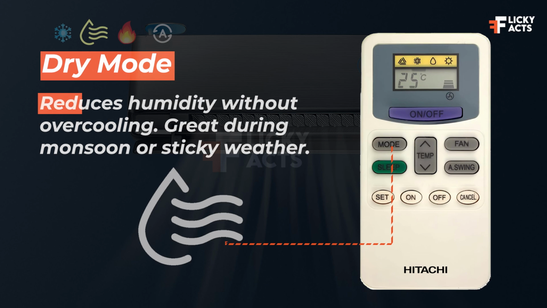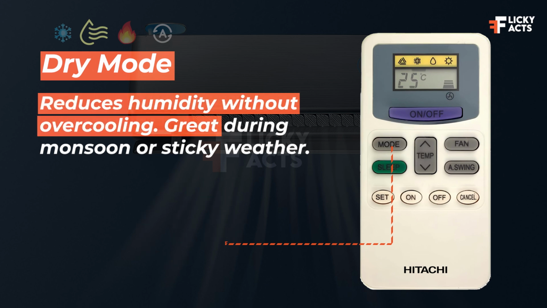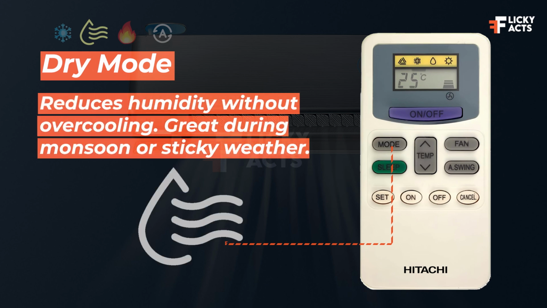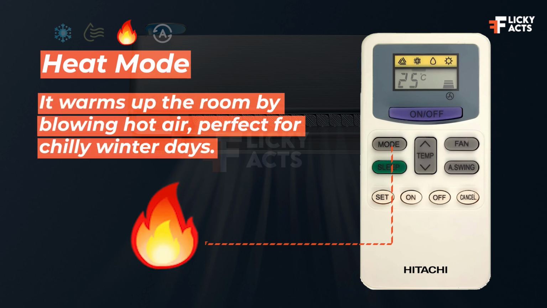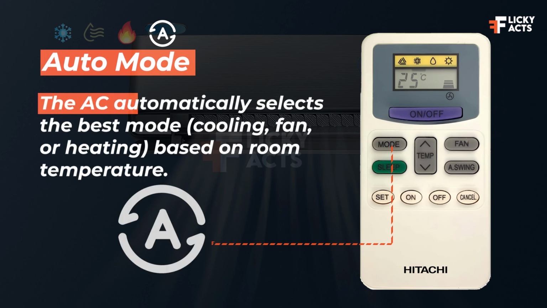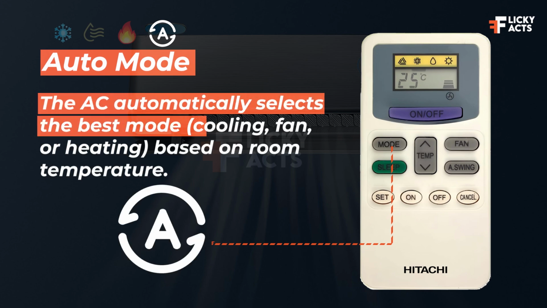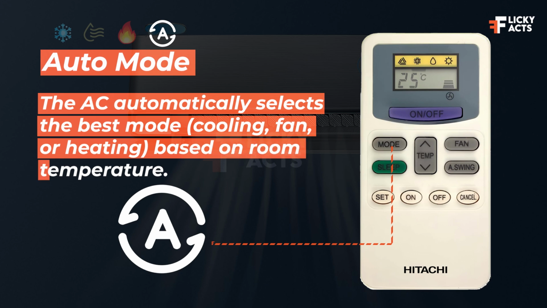Dry mode reduces humidity without overcooling. Great during monsoon or sticky weather. Heat mode. It warms up the room by blowing hot air, perfect for chilly winter days. Auto mode. The AC automatically selects the best mode, cooling, fan, or heating based on room temperature.